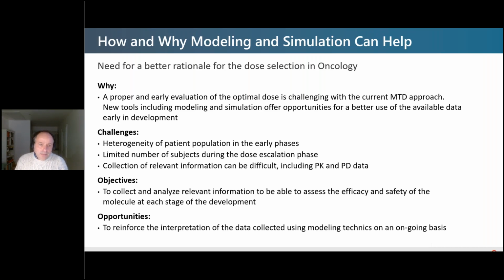So what we recommend is really using modeling on an ongoing basis as early as possible during drug development, knowing the challenges that we have during development. This means heterogeneity of the population in the early phase, limited number of subjects during the dose escalation phase, and collection of relevant information that can be difficult. So, I mean, modeling and simulation really can help leveraging this limited information in terms of biomarkers, efficacy, and safety.